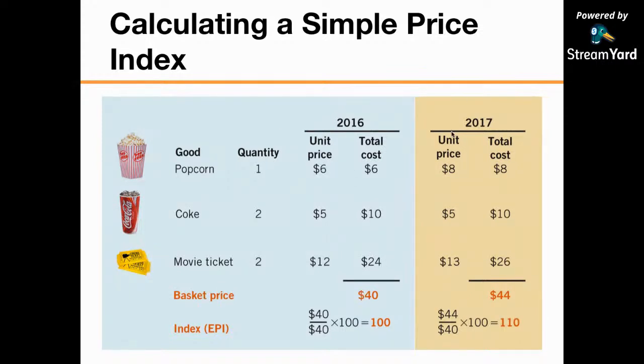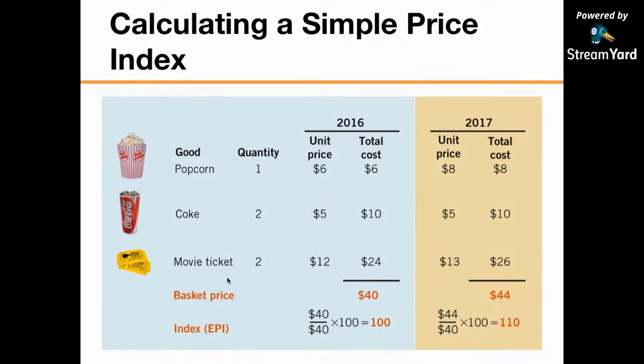price. Then we have our new year, which is going to be 2017 in this example. And we're taking our unit prices and getting our total costs. And again, they're taking this unit price times this quantity. So that's where they're getting these total cost numbers. And you can see just before we really get in that the basket price in 2016 is $40. The basket price in 2017 is $44. And when they say basket, that's just the total of all the goods that are included in our index. In this case, that's popcorn, Coke, and movie tickets. Yeah, basket price is just another word for total.